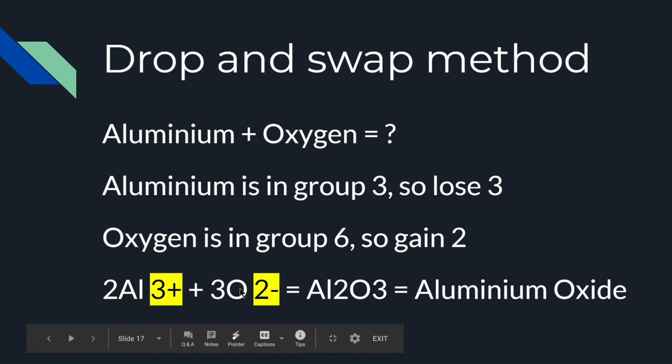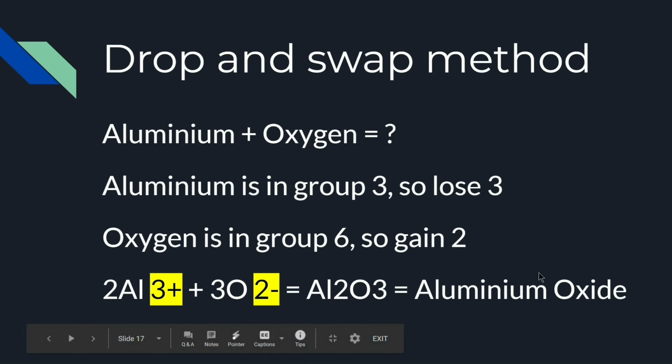So in this case, we can just drop the charges and switch them. You see the 3 in aluminium goes to the oxygen, and the 2 on the oxygen goes to the aluminium. So it makes sense, and the equation is balanced. We have 2 aluminium right here, 2 aluminium right here, and we have 3 oxygen right here. So the final product is aluminium oxide.